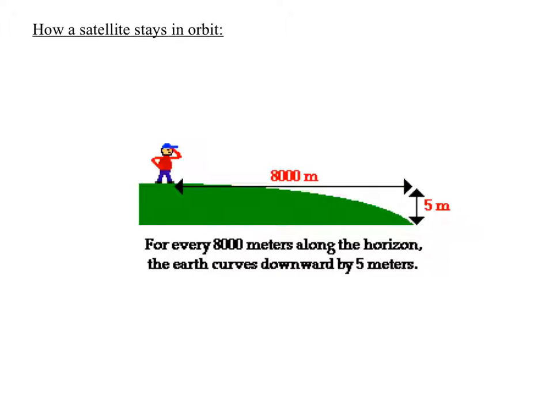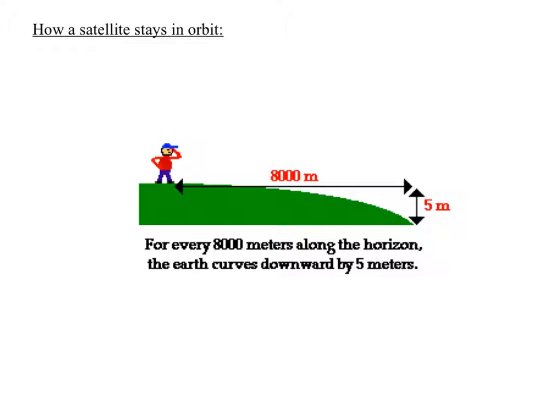This is the curvature of the actual Earth. For every 8,000 meters along the horizon, the Earth curves down by 5 meters. Now, that fell about 2 meters, right? So about half of the 5 meters that it's falling, we're saying the Earth falls 5 meters. As you move across the Earth, it falls 5 meters. That moved almost half the distance down.